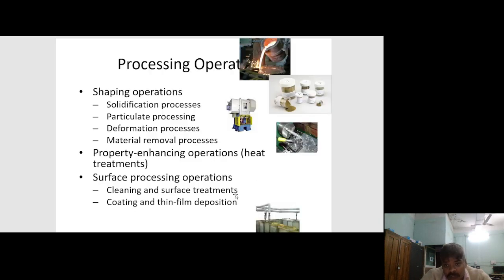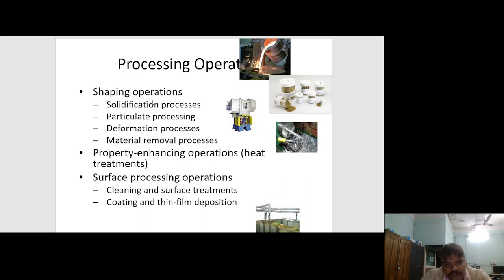Next, I am moving further. You can see lots of pictures. First one is the casting process. Molten metal is poured from the crucible into the mold cavity. Second, here you can see the machining process where chip is removed by using a single point cutting tool in the lathe machining operation.